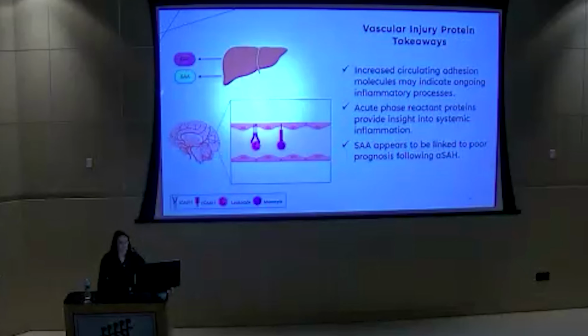So our vascular injury protein takeaways was that increased circulating adhesion molecules may indicate ongoing inflammatory processes. The acute phase reactant proteins, CRP and SAA, provide insight into systemic inflammation, and serum amyloid alpha appears to be linked to poor prognosis following aneurysmal subarachnoid hemorrhage.